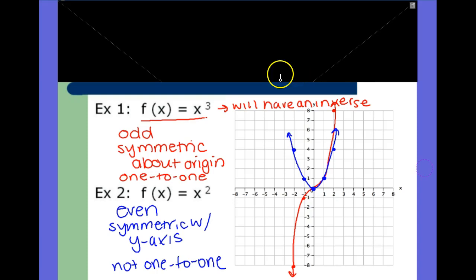So then we talked about f of x equals x cubed. X cubed will have an inverse. It will have an inverse because it's this red graph here. The red graph passes the horizontal, it passes the vertical. It's odd, it's symmetric about the origin, and it's one-to-one. So odd functions that are unmanipulated are one-to-one and have inverses.